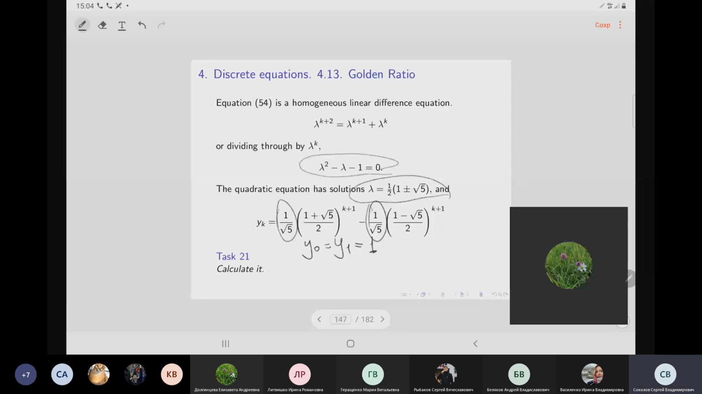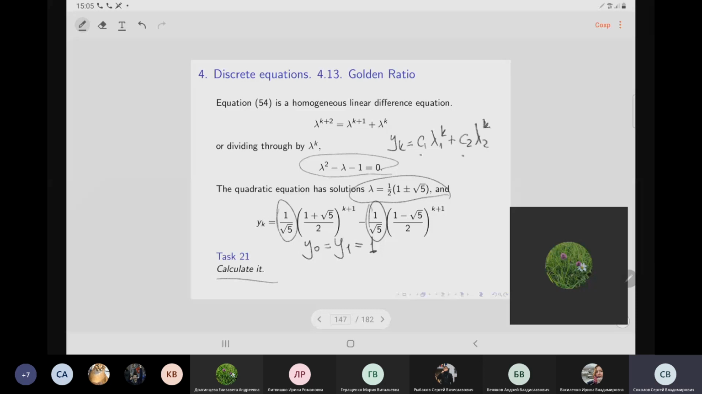So we find the general solution as yk is c1 lambda 1 to the kth power plus c2 lambda 2 to the kth power, and we find this c1 and c2 from the initial conditions. And the task for you, you can calculate it and prove that c1 and c2 are these roots.